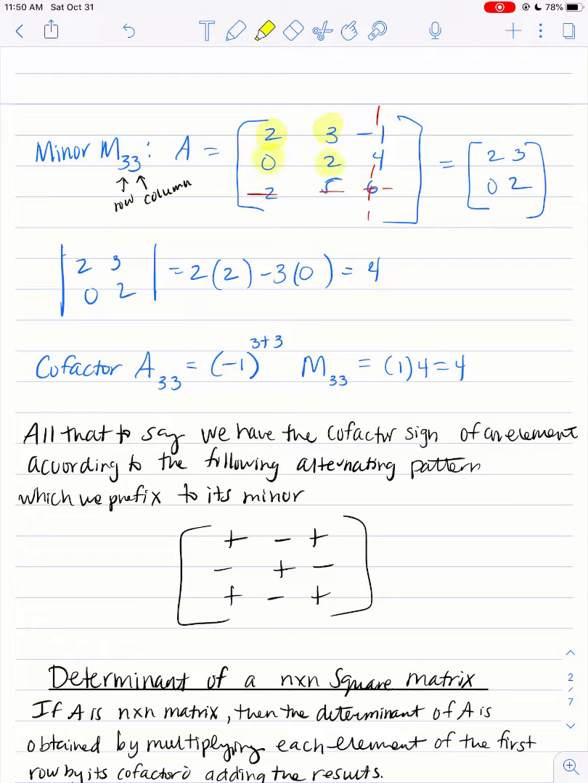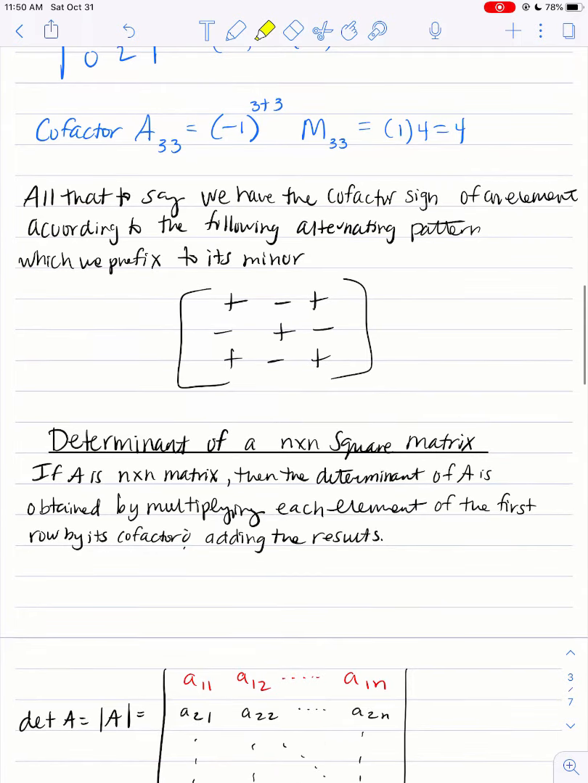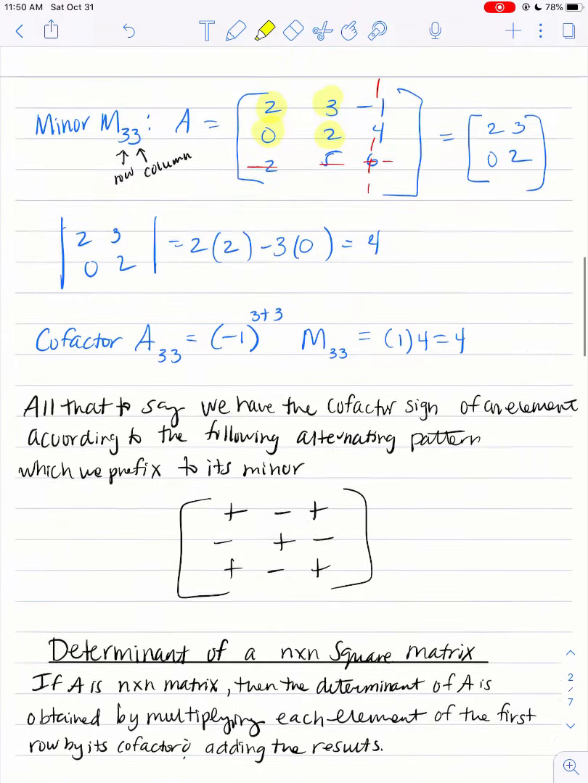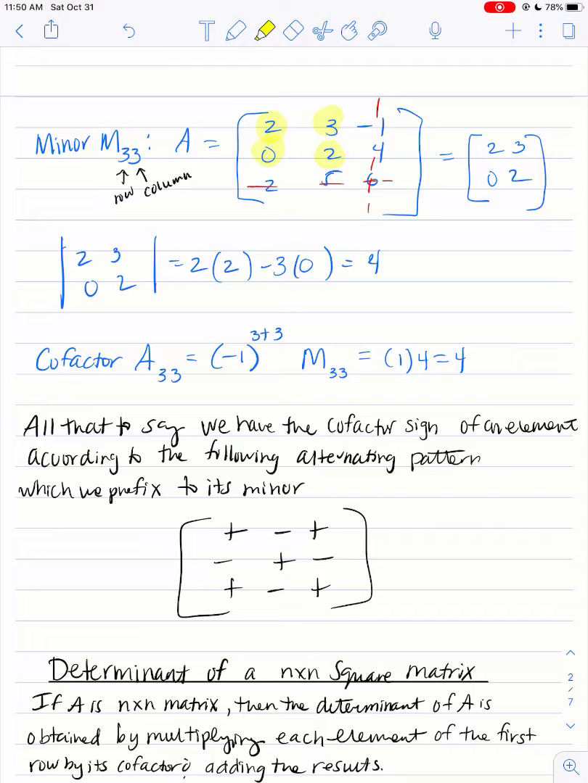Okay, so I'm left with 2, 3, 0, 2. So I'm going to go ahead and find the determinant. So I have 2 times 2 minus 3 times 0 is 4. And then I have my cofactor, A33. So I have negative 1 to the 3 plus 3, because I'm dealing with my minor M33. So I'm adding the I and J, 3 plus 3, and that's negative 1 to the 6th. So that's just going to be a positive 1. And then my M33 is 4. So my cofactor is 4.